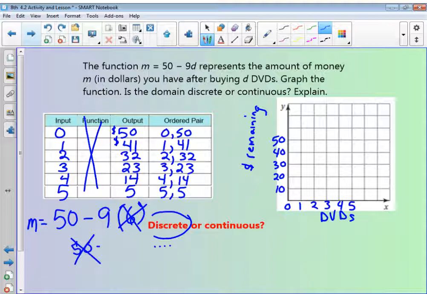So now we're going to graph our information: over to 0 up to 50, over to 1 up to 41, so just a little bit above the 40, over to 2 up to 32, over to 3 up to 23, over to 4 up to 14, and over to 5 up to 5. We are done. We are not going to connect our dots because we cannot buy a part of a DVD. So we're going to leave it as just dots.